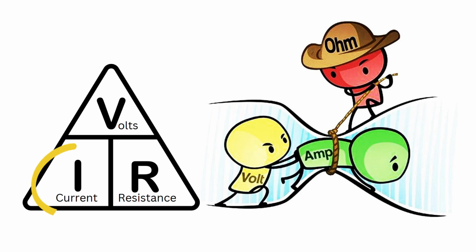There's current, which is how fast the electrons move. There's voltage, that's what pushes them. And then there's resistance, that's what slows them down. These 3 things are connected, and they can't change without changing another one.